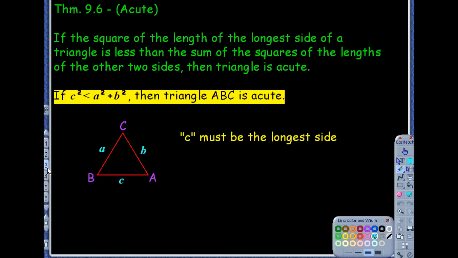Next theorem. Okay, now this one, notice what is in parentheses. We put that there because this is going to help you prove it's an acute triangle. Okay, so let's read it. It says, if the square of the length of the longest side of a triangle is less than the sum of the squares of the other two sides, then the triangle is acute. So essentially, what we have highlighted is the helpful thing. If you know C squared, and again, C is always the longest side, is less than A squared plus B squared, then the triangle is acute.